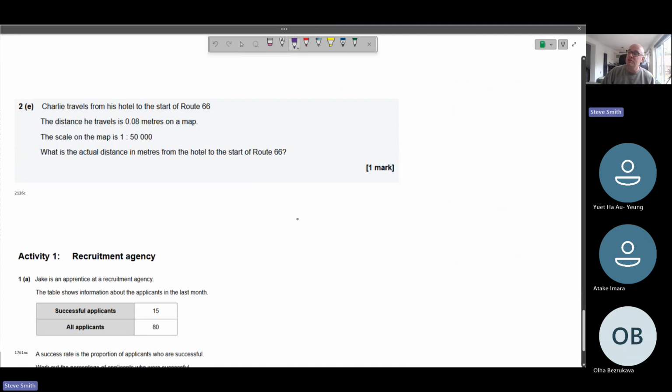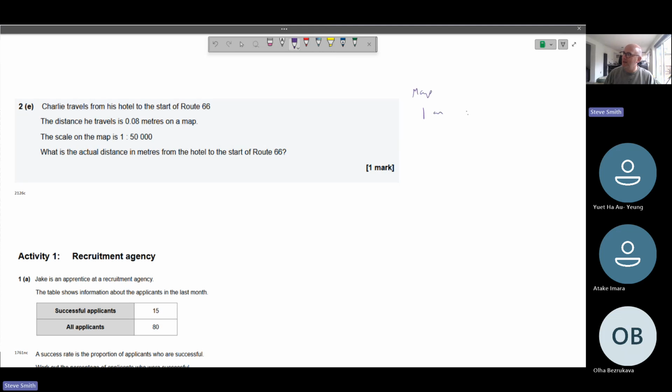Okay. So Charlie travels, and again, if you're thinking, we've seen another scale. We're looking at scale again. Charlie travels from the hotel to the start of Route 66. The distance he travels is 0.8 meters on the map. So 1 centimeter, oh, I did it last time, 1 centimeter on the map.